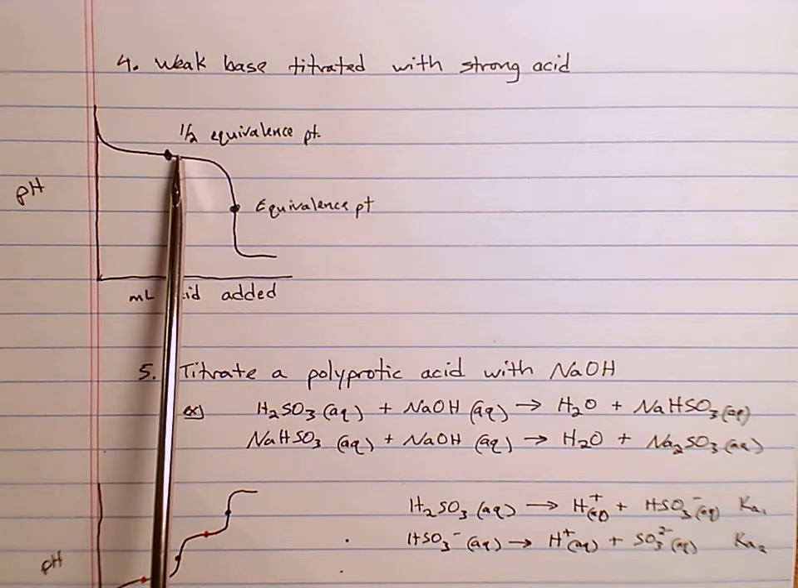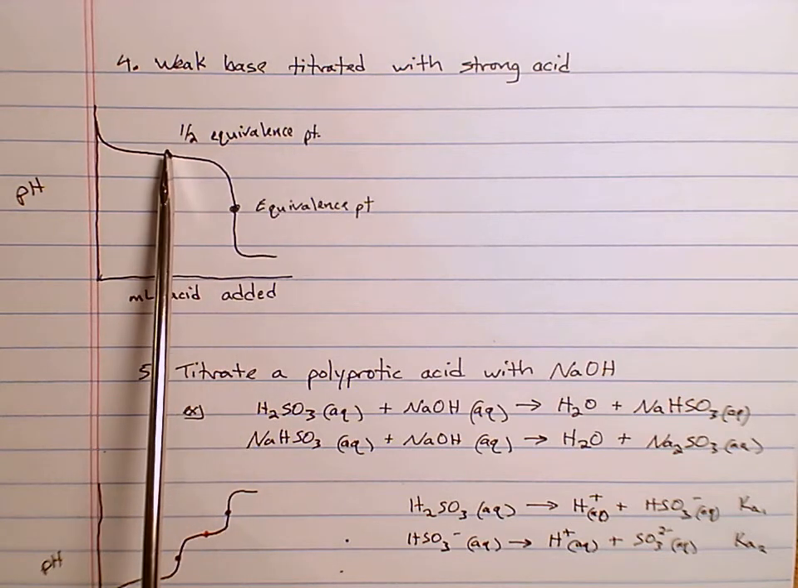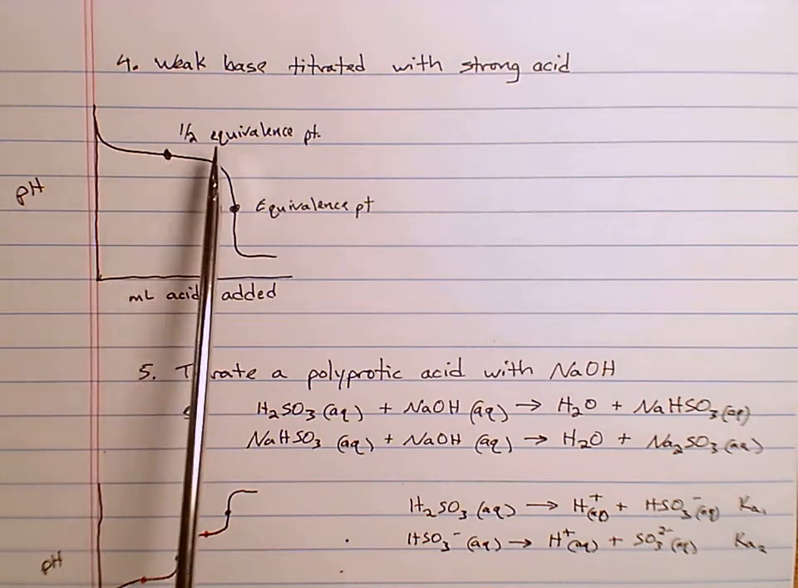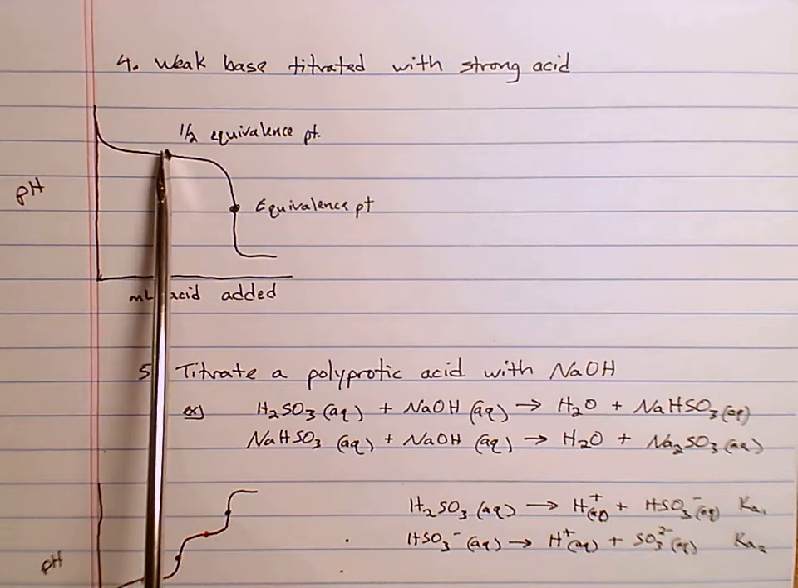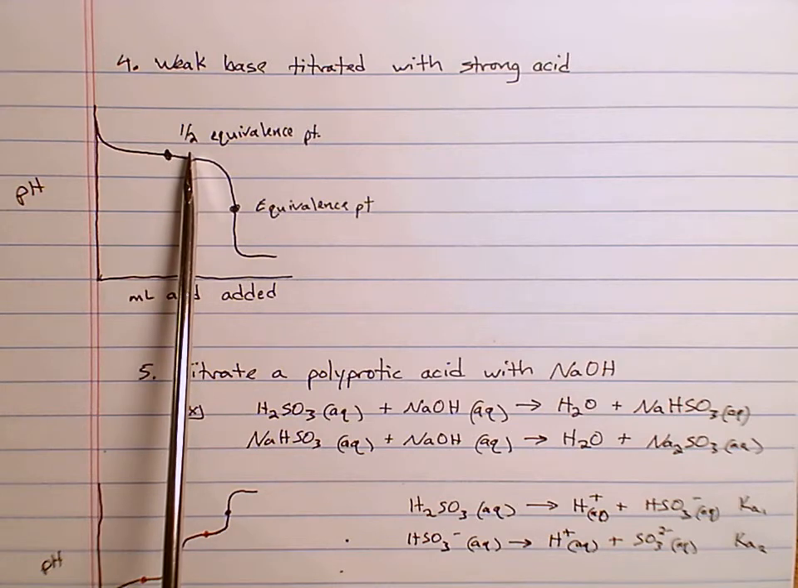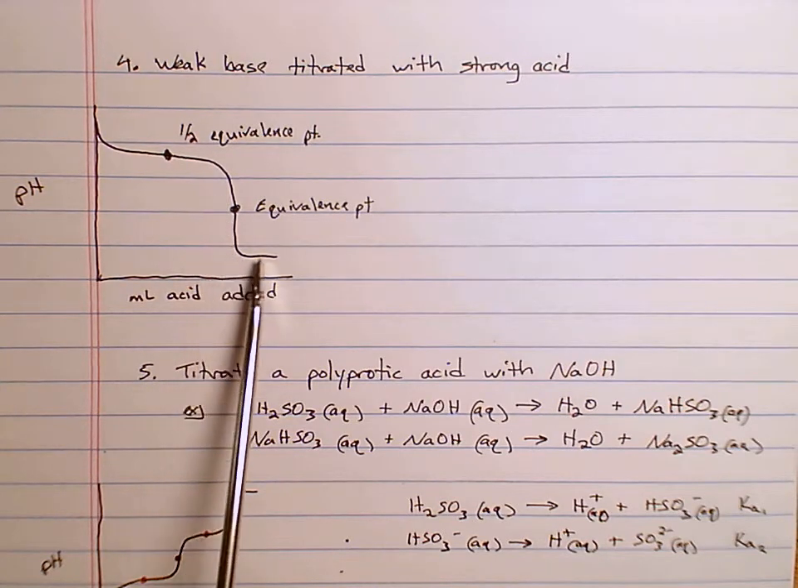It levels out to the buffer region, where you can get the half equivalence point, where you can get the pKa of the base, and thus the pKb, and you go to the equivalence point like that.